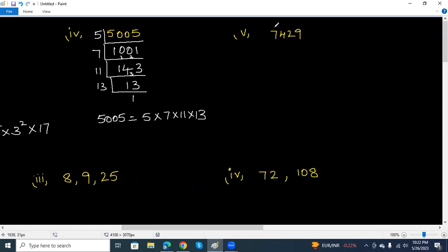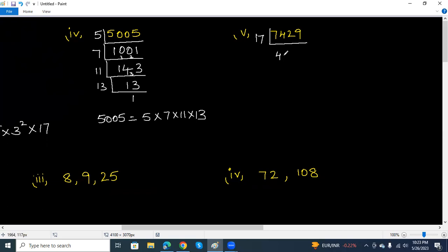Now, the last question in this: 7429. See, this is not divisible by 2. Check with 3: 7 plus 4 is 11, 11 plus 2 is 13, 13 plus 9 is 22. It is not divisible by 3, 5, or 7 either. 11, no. After 11 comes 13, no. Next, 17. Yes, we can divide by 17.